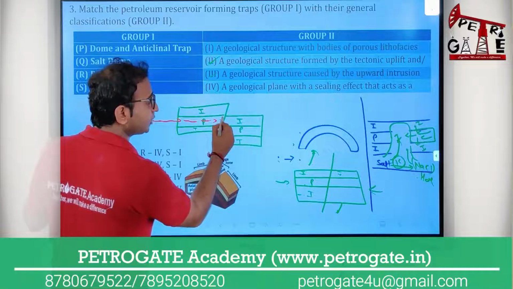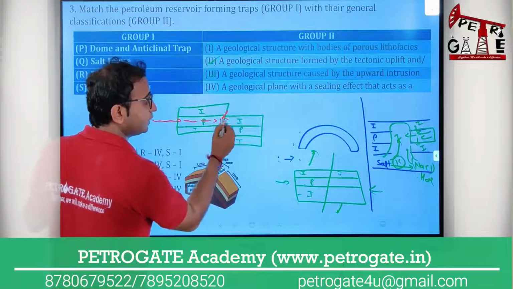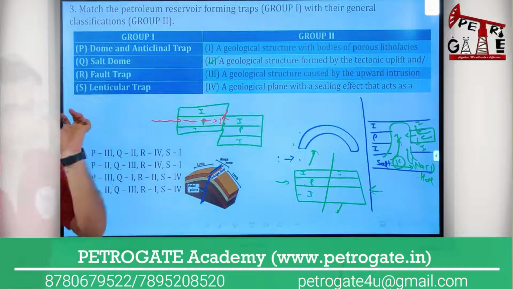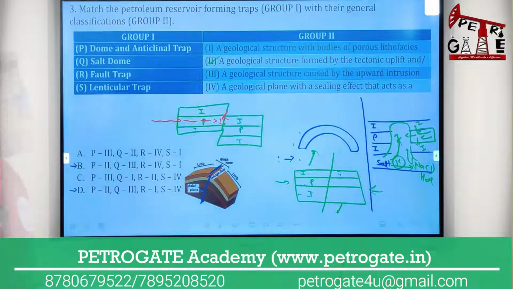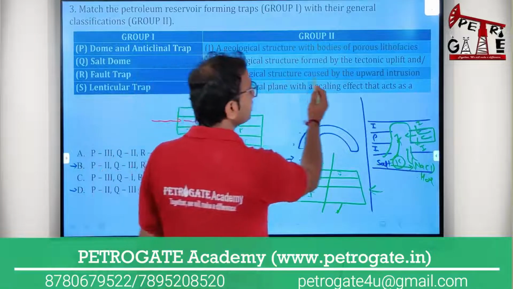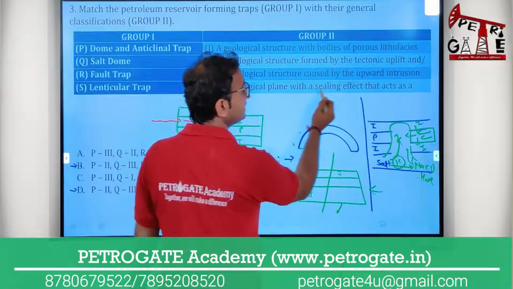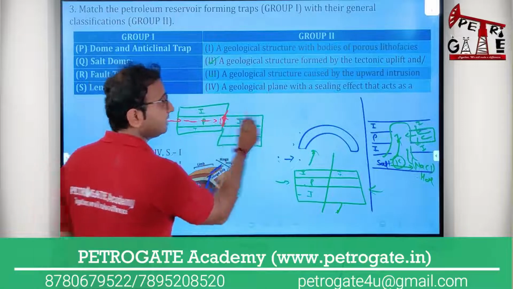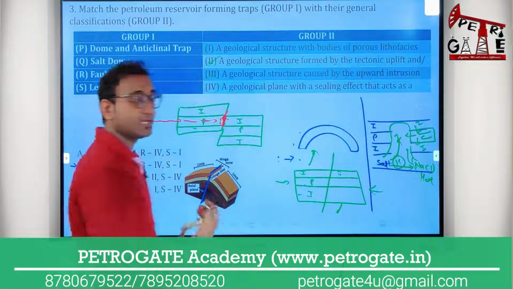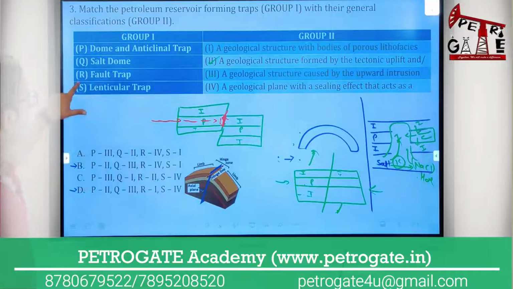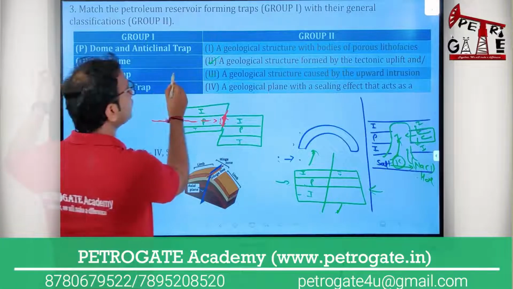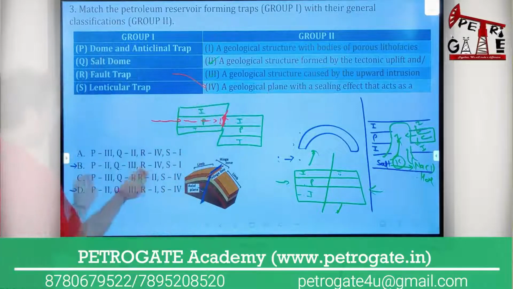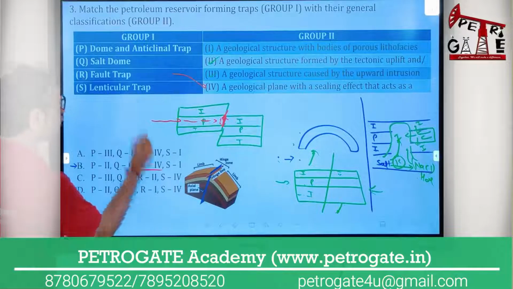Now this hydrocarbon is not moving to any other location because there is an impermeable rock in front of it. So it means a geological structure caused by a geological plane with sealing effect that acts as a trap. Okay, so now I think fault goes to 4. Means R goes to 4.